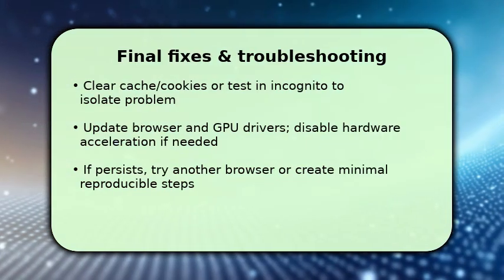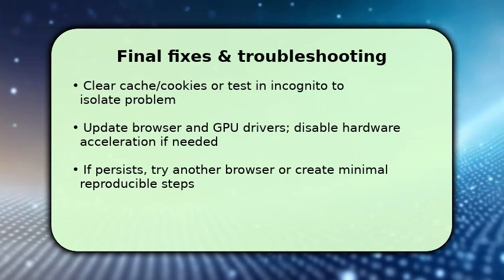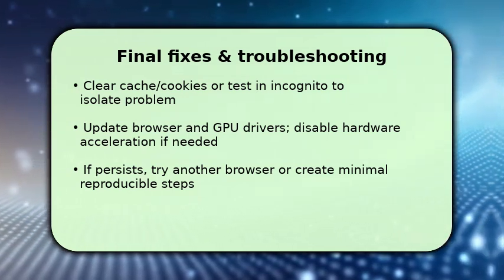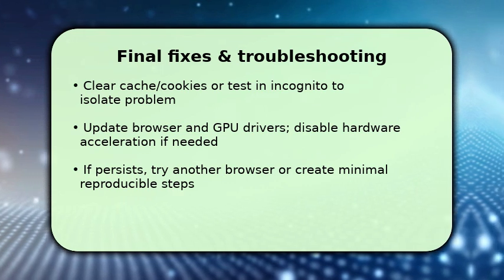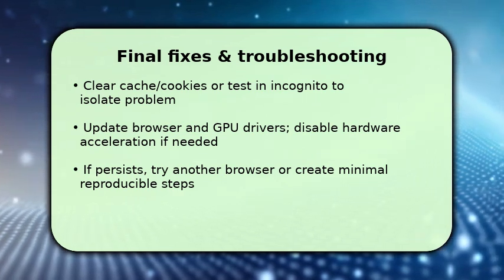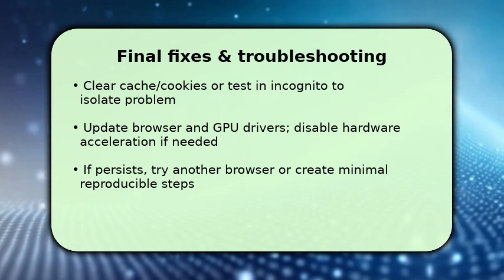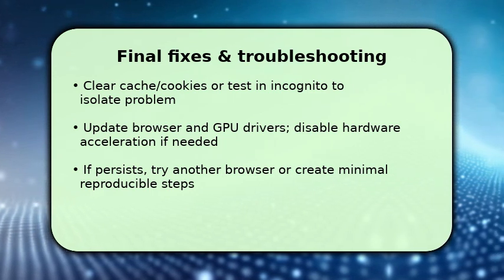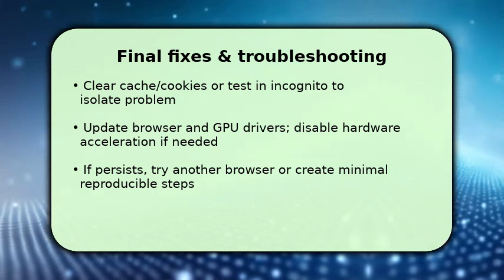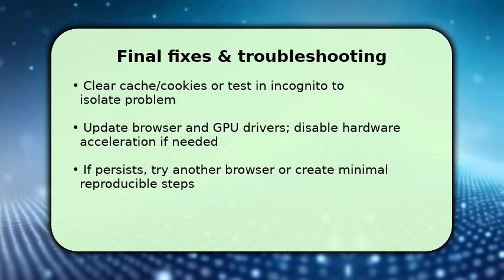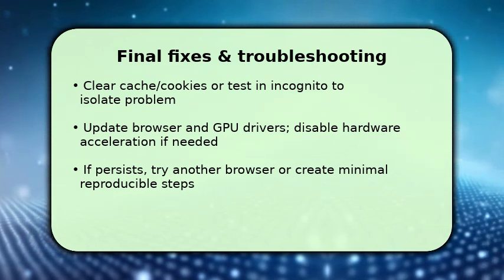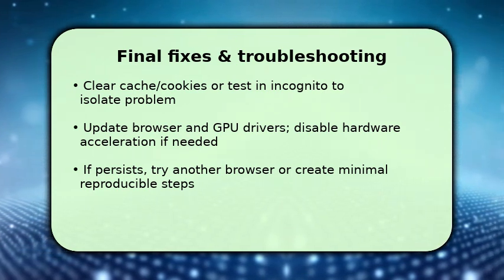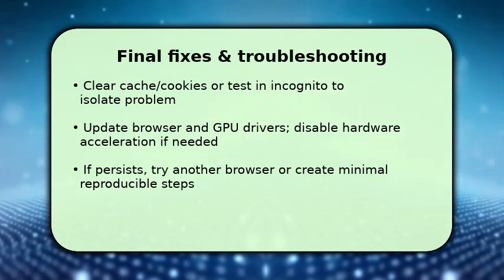Finish by eliminating remaining system-level causes. Clear cache and cookies, or test YouTube in an incognito window to rule out profile state issues. Make sure your browser and GPU drivers are up to date, and if video scaling still misbehaves, try toggling hardware acceleration off because driver bugs can affect rendering. If the problem persists, reproduce it in another browser and record exact steps. This helps pinpoint whether it's a browser, extension, or YouTube side issue, and prepares you for further troubleshooting.